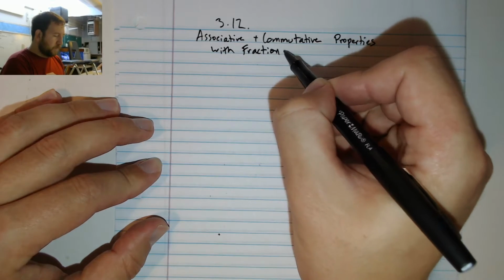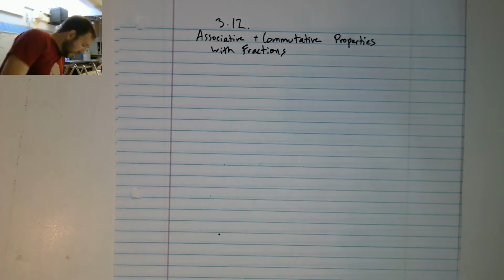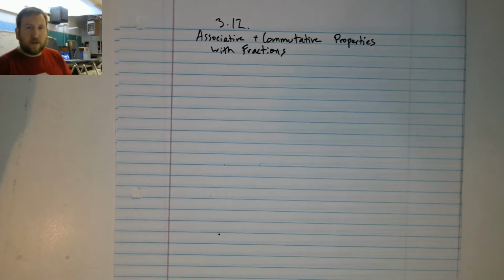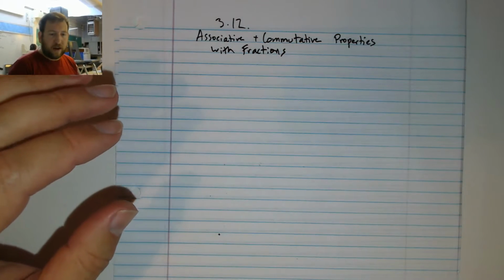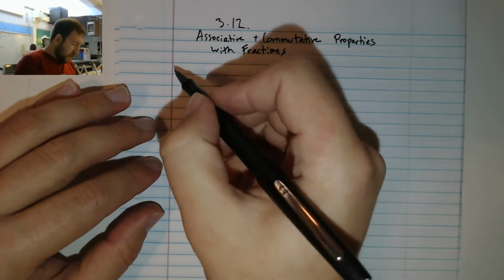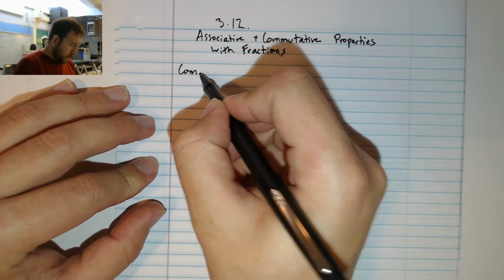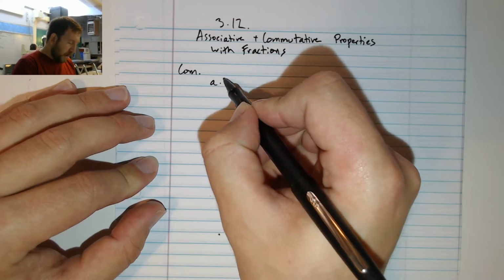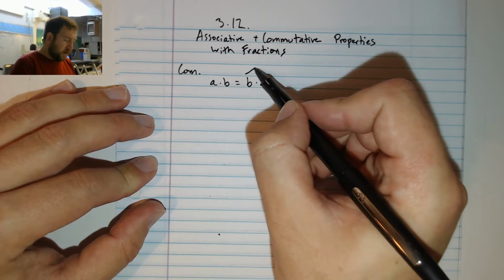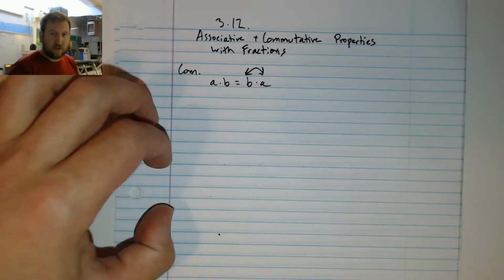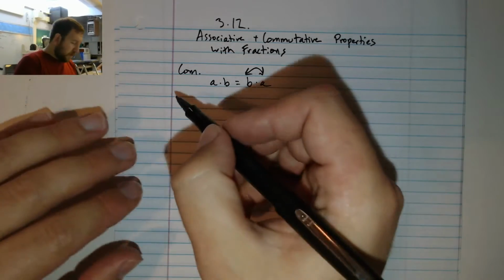All right, so we have been talking about these famous associative and commutative properties for a while now, and this time we're going to be adjusting them to use in fractions. So recall quickly that the commutative property looks like this. I can take A times B and it equals B times A. Kind of like they're commuting to work and back or to school. They're moving around.